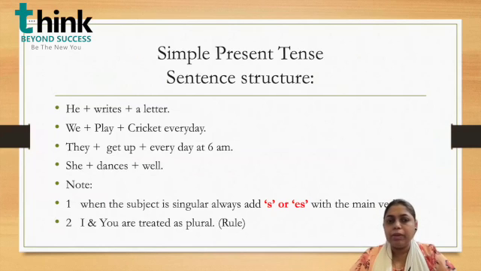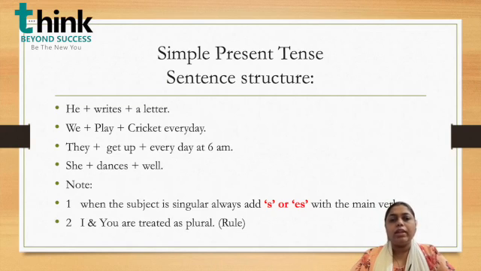Let's see how we can frame a sentence in simple present tense. He writes a letter. We play cricket every day. They get up every day at 6 a.m. She dances well. In all these sentences, you might have noticed that when our subject is singular, that is he, she, it, we add s or es to the first form of the verb. When our subject is plural, the verb stays as it is: they get up.